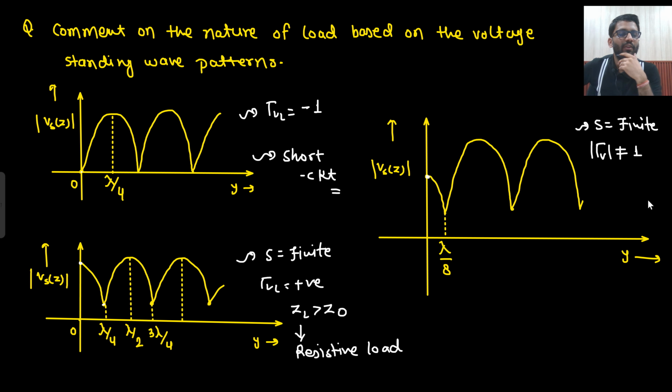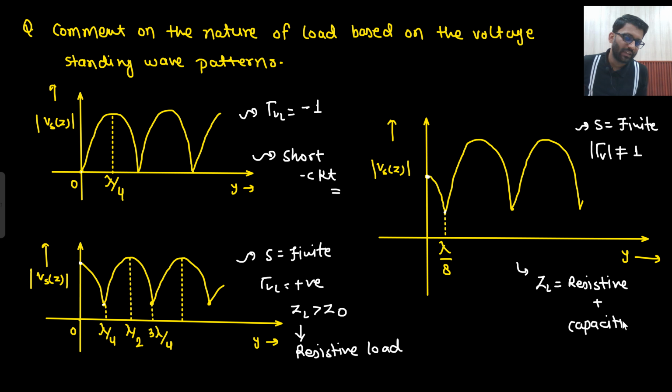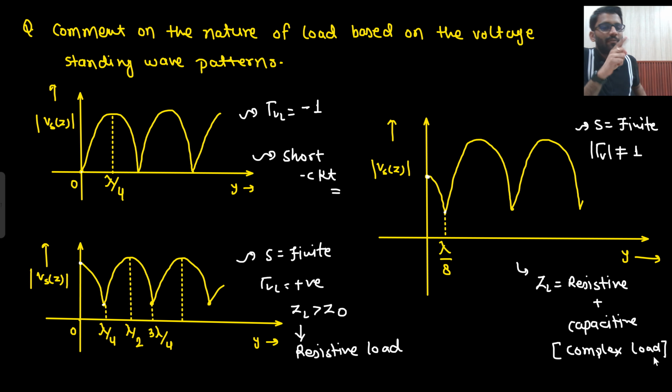But in complex load, what kind of load is that? Resistor plus capacitor or resistor plus inductor? First, what is occurring? Voltage minima is occurring, and voltage minima occurs in case of capacitor. So here the load ZL is resistive plus capacitive, or you can say complex load. Say yes or no. What kind of load is that? It is a complex load, resistive plus capacitive.